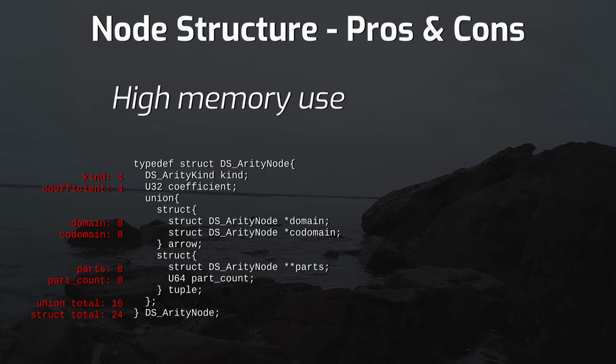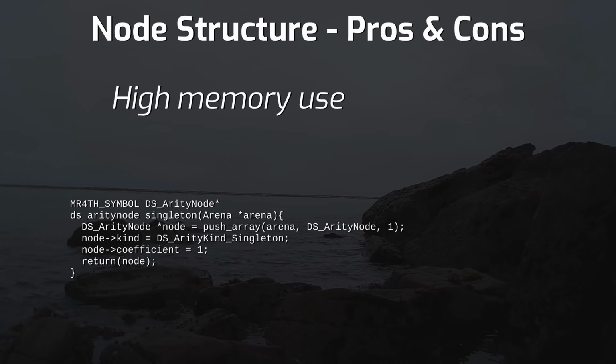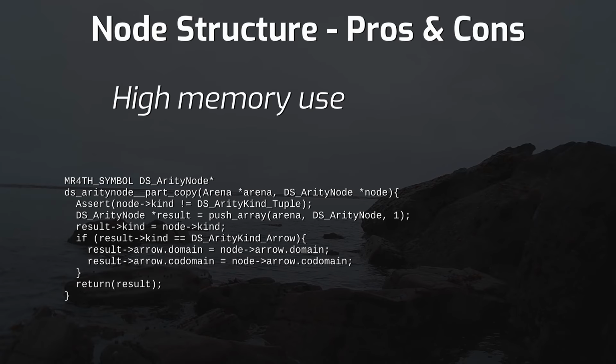Each node uses 24 bytes, and any interesting arities are going to use at least a handful of nodes. On top of that, each call to a constructor function allocates some new nodes, even if identical arity nodes already exist on the arena. And because of my factorization of coefficients, the parts in a tuple can't be reused from the inputs without first being shallow copied.